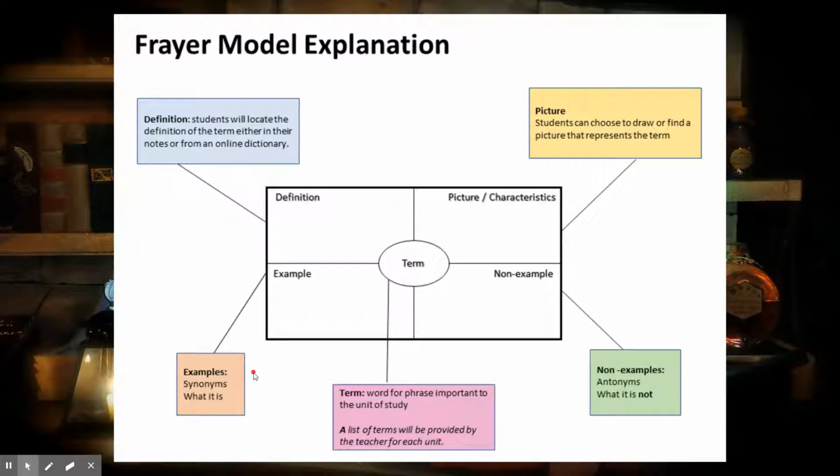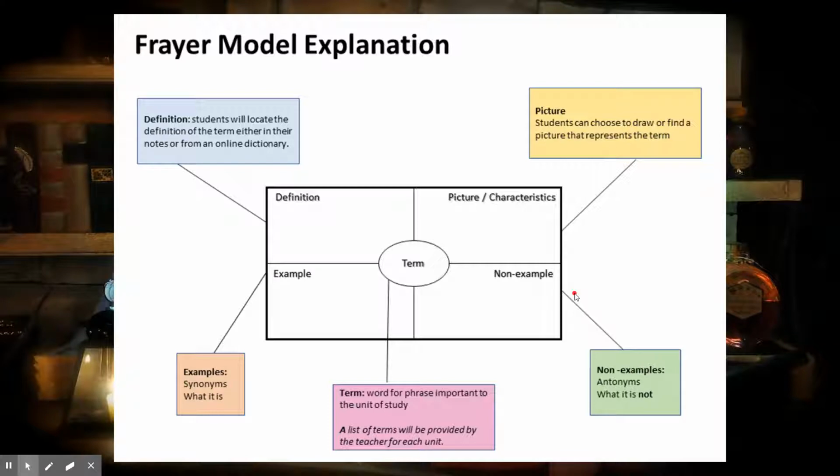All right, lower left-hand corner, this is an example, or in other words, a synonym. So if my term is hot, a synonym to hot, based off of the definition, which would mean higher in temperature, could be warm, because it means the same thing, right? It means pretty much very similar. All right, so lower right-hand corner, you're going to do an antonym or a non-example, what it's not. So hot, an opposite of that, or the antonym of that would be cold, right? Lower in temperature. Pretty self-explanatory if that makes sense.